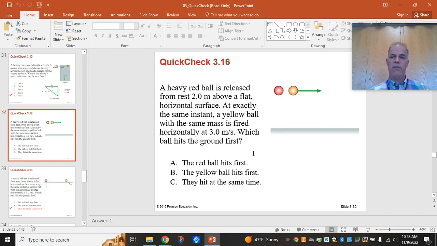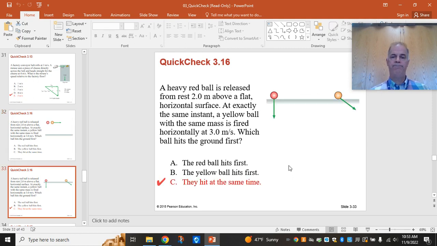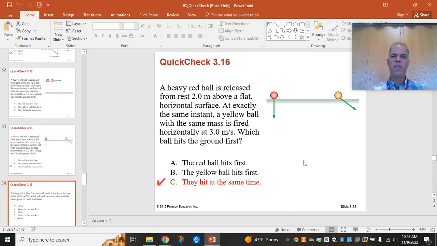All right, next question, number 16. Heavy red ball is released from rest on a flat horizontal surface and so on. I'll let you read it. Give you the answer here in 3, 2, 1. There it is. This is the demo of dropping the ball and launching the ball horizontally at the same time. They hit the ground at the same time.